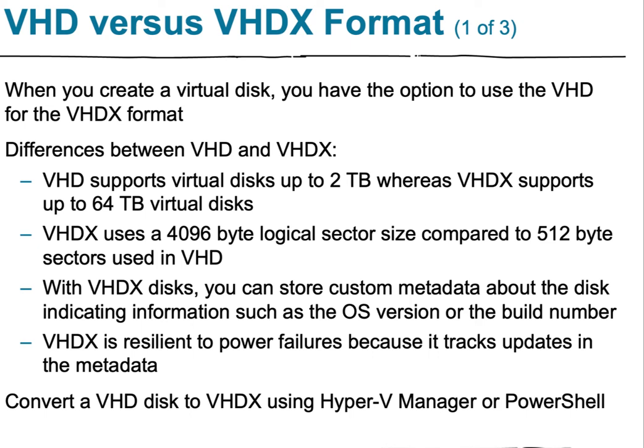VHD supports virtual disks up to 2 TB, whereas VHDX supports up to 64 TB virtual disks. VHDX uses a 4096-byte logical sector size compared to 512-byte sectors used in VHD. As mentioned, a larger sector size improves performance and increases the maximum disk and volume size. With VHDX disks, you can store custom metadata about the disk indicating information such as the OS version or the build number. VHDX is resilient to power failures because it tracks updates in the metadata, allowing incomplete writes to be backed out to avoid corruption. You can convert a VHD disk to VHDX using Hyper-V Manager or PowerShell.